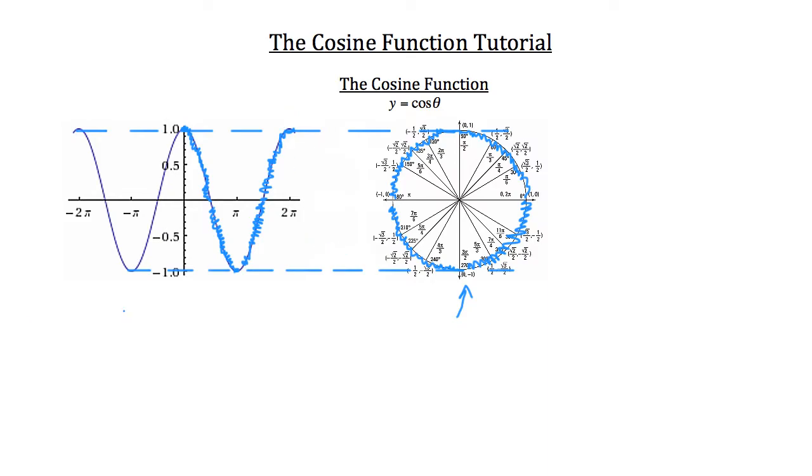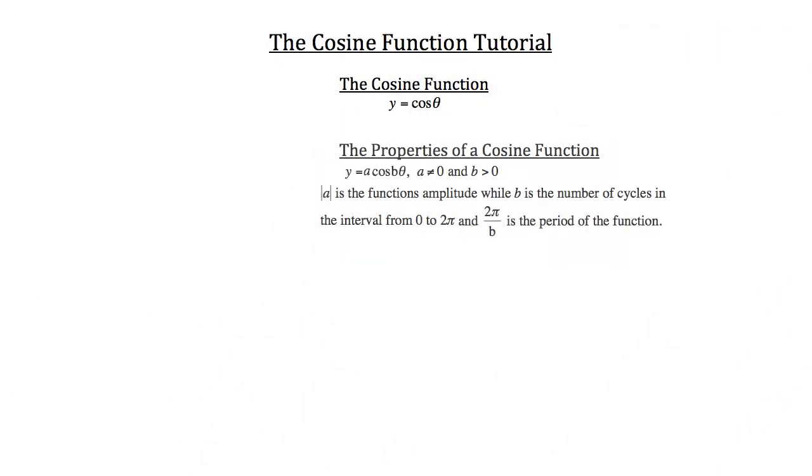Now let's go ahead and take a look at the properties of the cosine function. The properties of the cosine function are y is equal to a cosine b theta, where a cannot equal 0 and b must be greater than 0. The absolute value of a is the function's amplitude, so remember that's half the difference between the maximum and minimum value of your cosine graph.